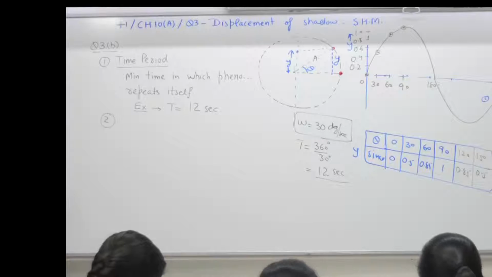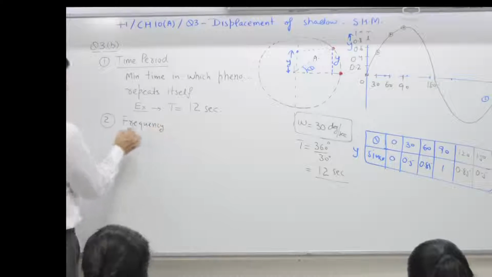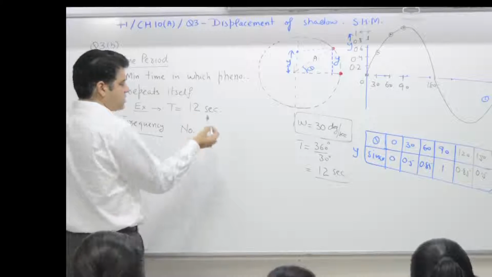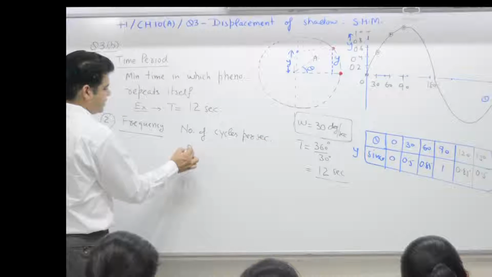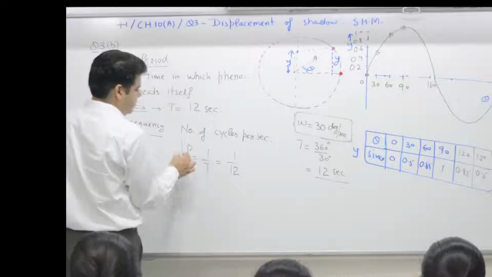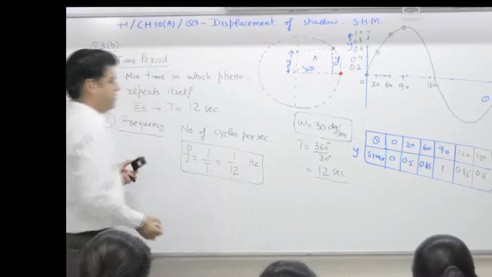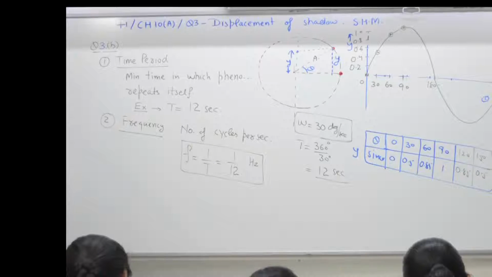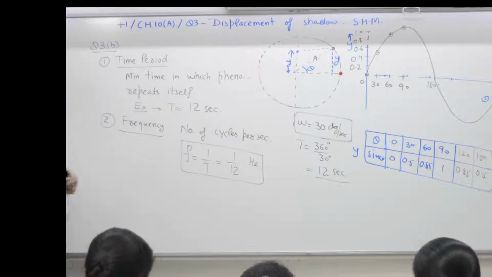Second part, frequency. Number of rotations, cycles per second. Frequency is equal to what? 1 by time period, 1 by 12 per second, that is also termed as hertz. Number of cycles per second. One cycle in how much time? 12 seconds. So, number of cycles in 1 second, 1 by 12.